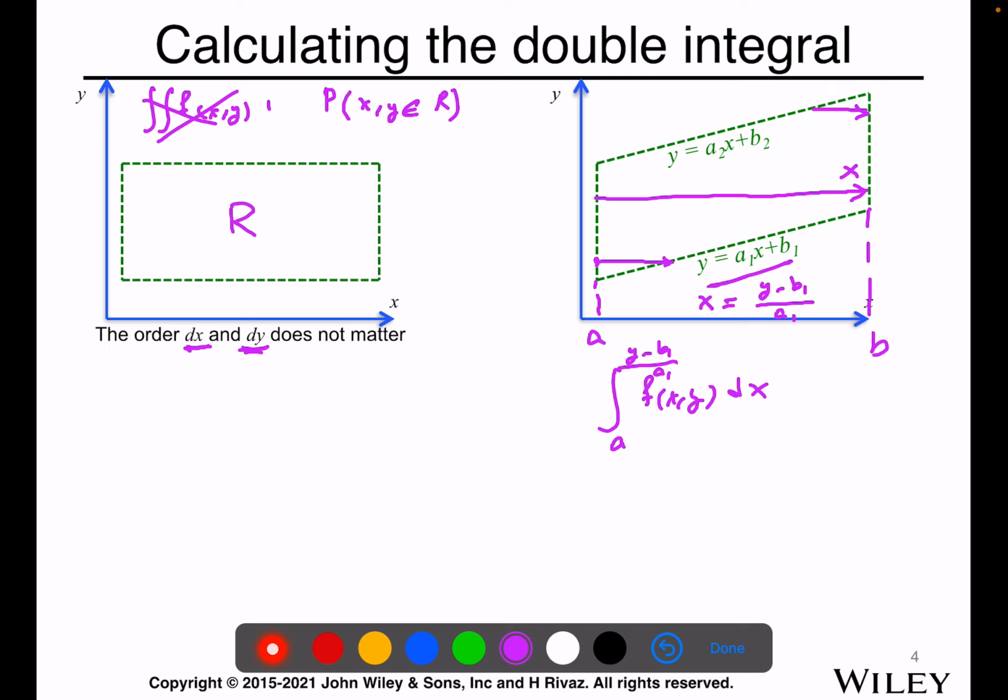But we see that these bounds are not always the same, because if you're up here, then my x actually varies from A to B. Because of that, in this case, it's easier to integrate with respect to y first, because if you look at the y, it always changes from this line to this line. So it's easier to integrate with respect to y first.